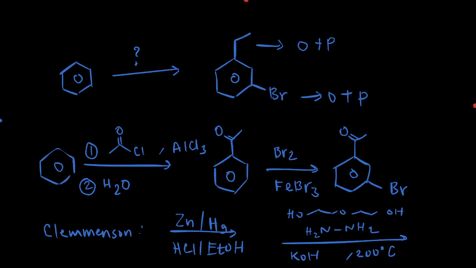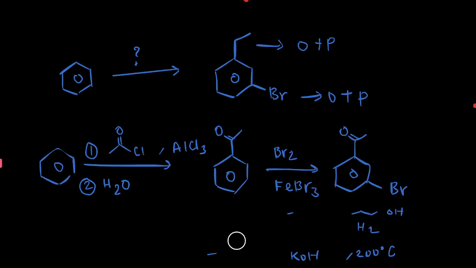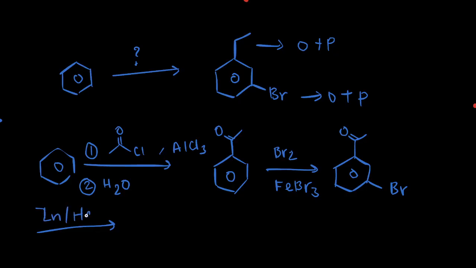So we can use either of these to reduce this here. Let's just use our Clemmensen for the purpose of saving some space. Either of them would work, so it doesn't really matter. So if we reduce this in ethanol, now we end up with our desired product. We have our bromine here, and we have reduced this ketone.